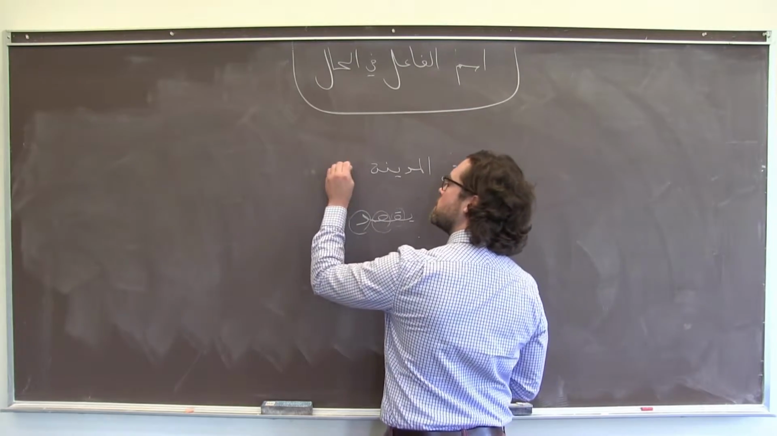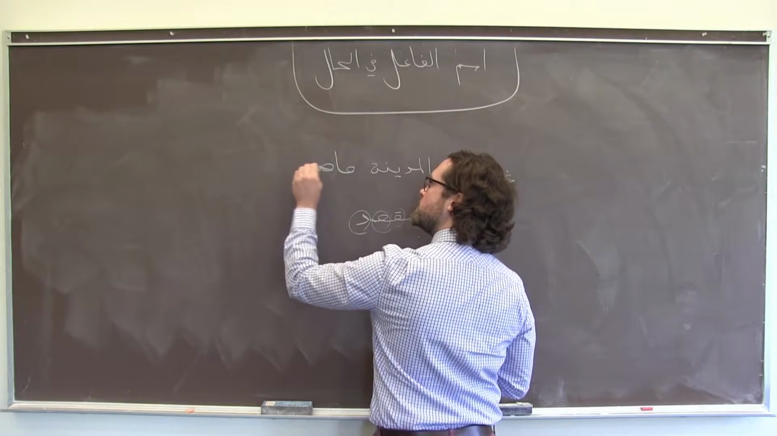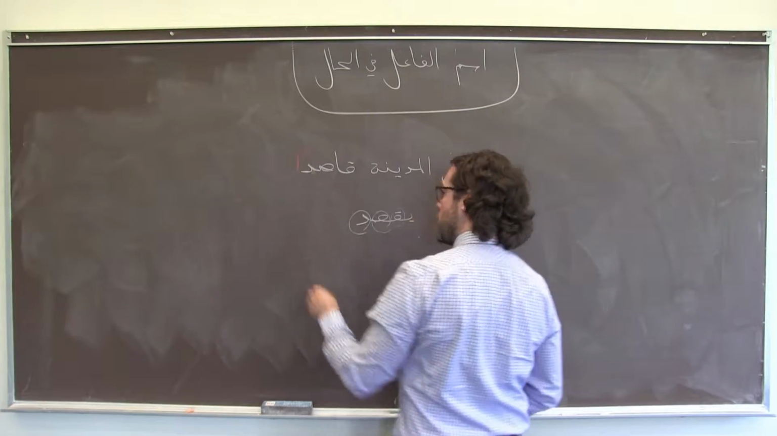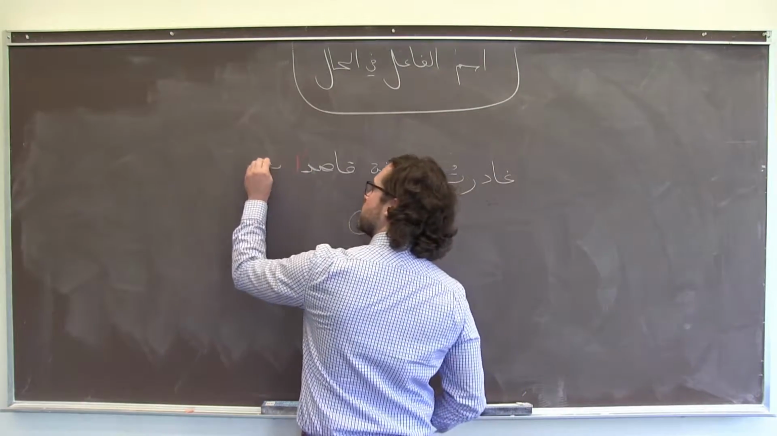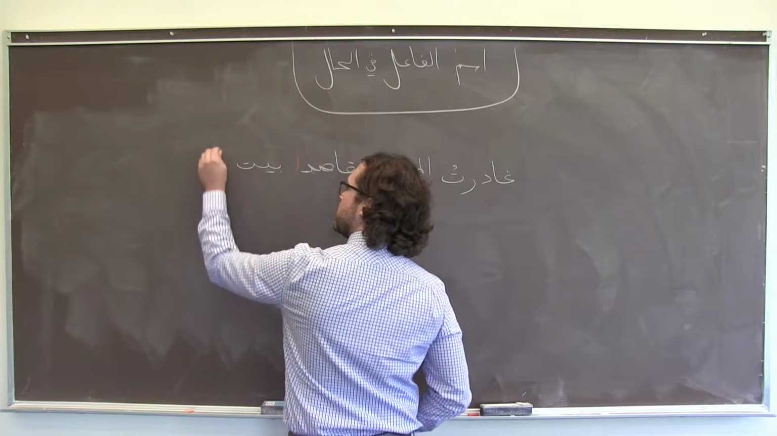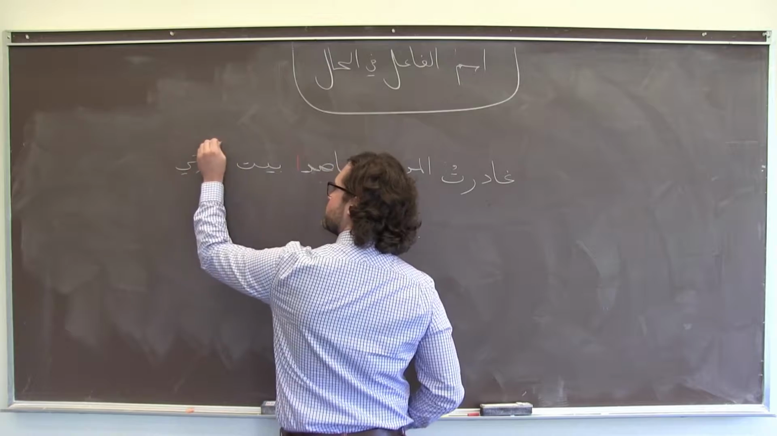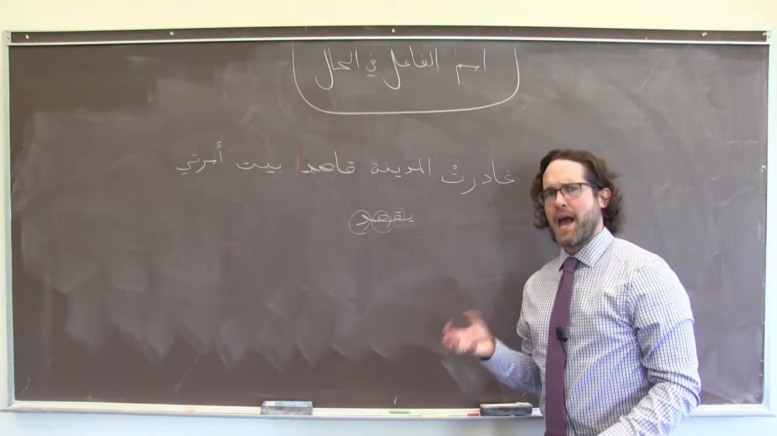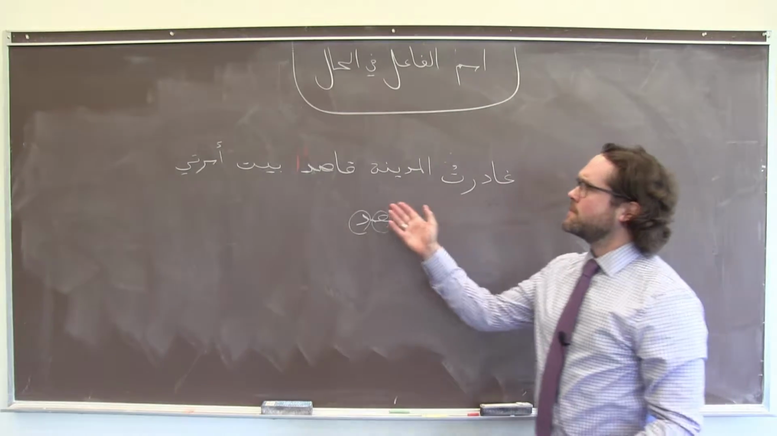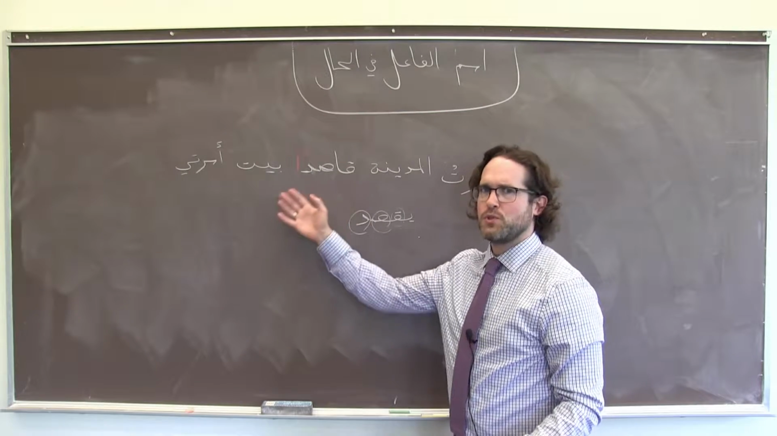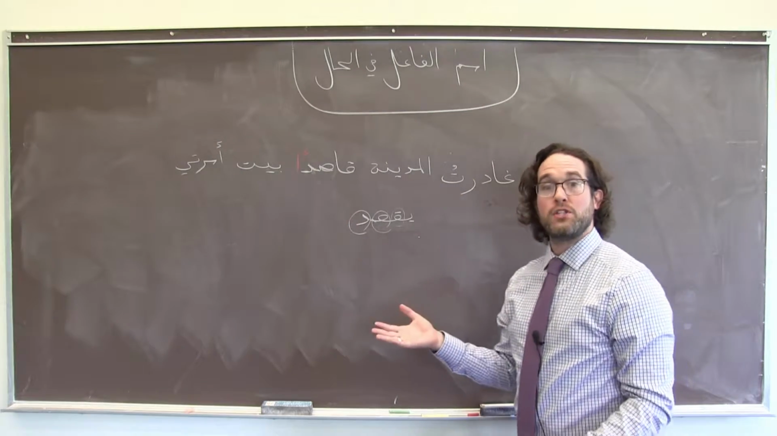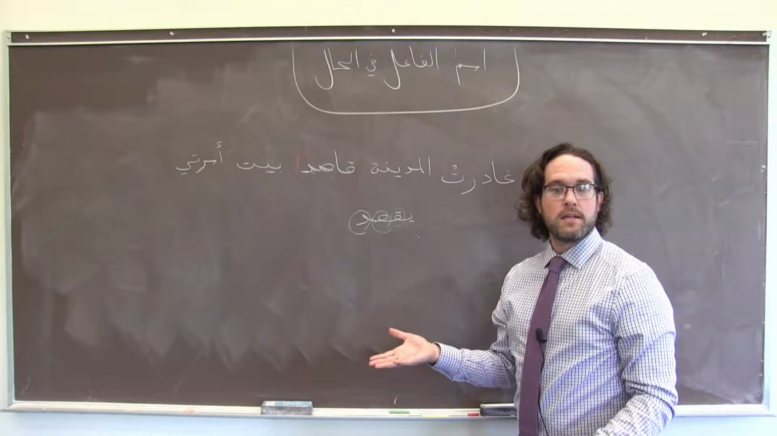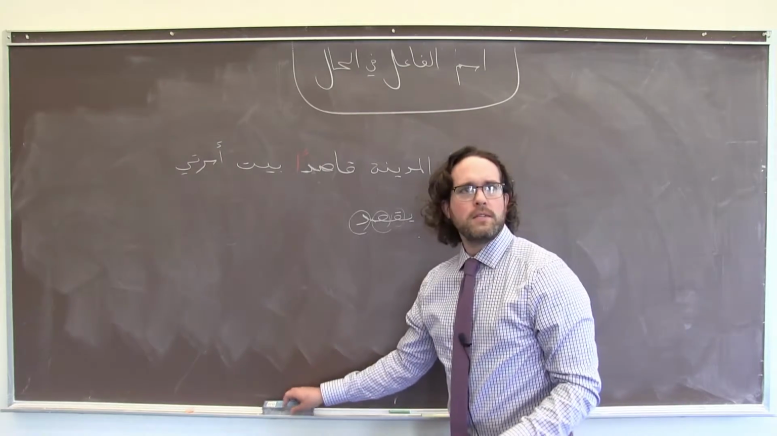غادرت المدينة قاصد. Now I have an اسم فاعل, and now it needs to be mansoob. قاصدا بيت أسرتي. So if we wanted to render it in an overly literal, not quite accurate way in English, we could say, I left the city headingly to my family's house. That sounds very strange in English, but in Arabic, it's what we have to do if we want to express these ideas. Let's take another example.